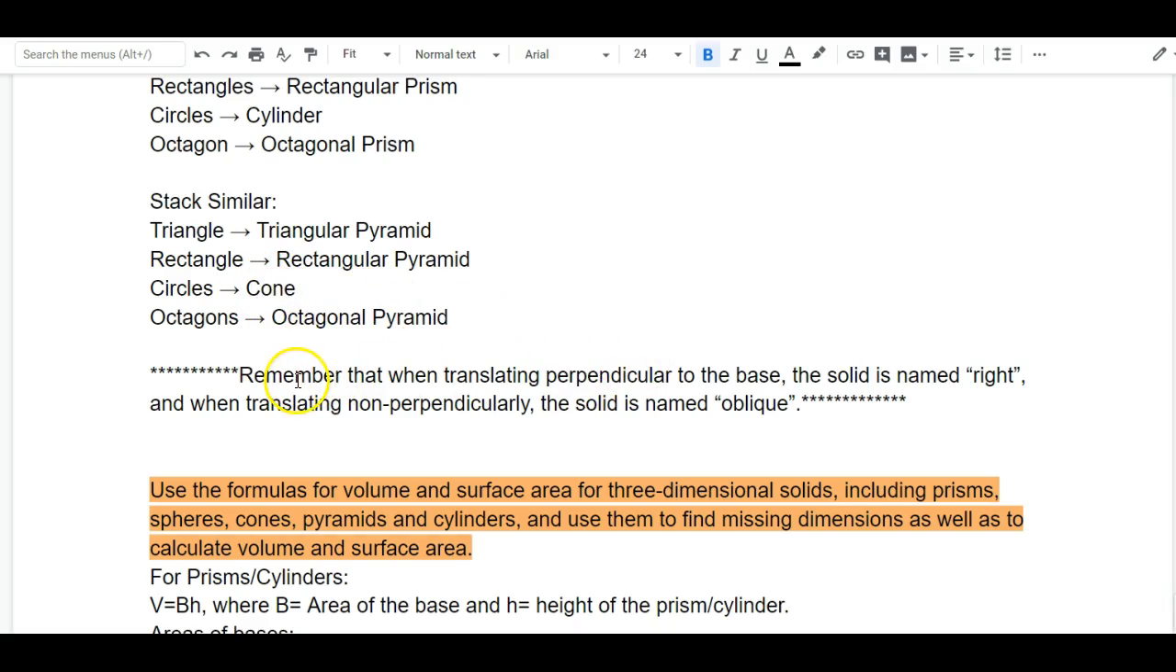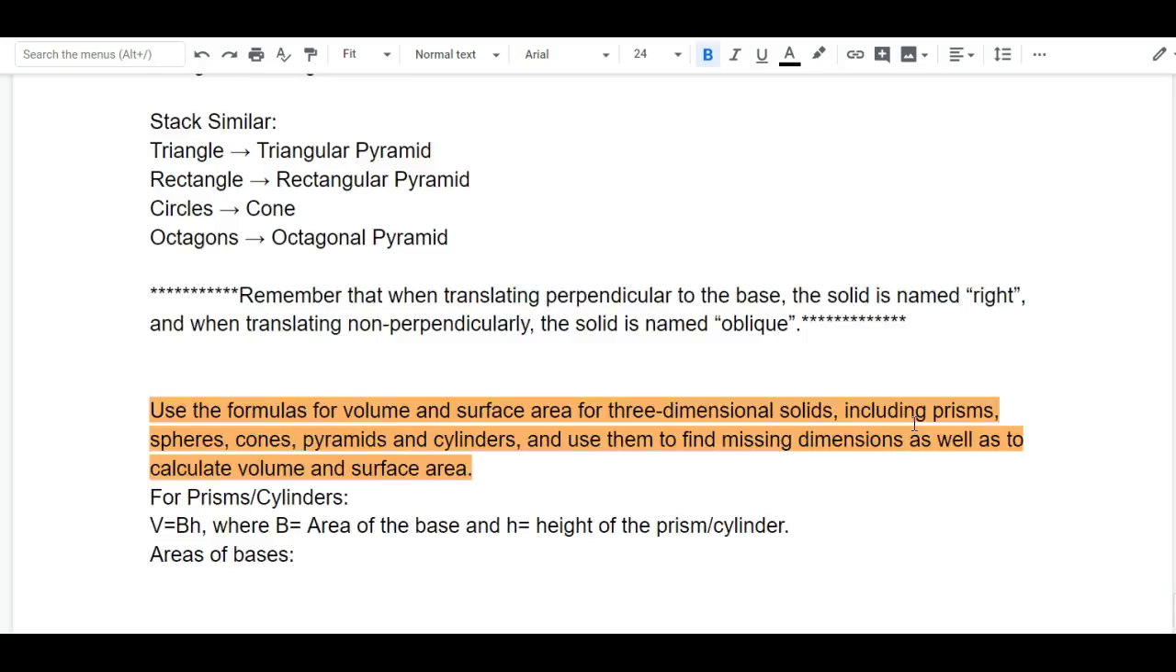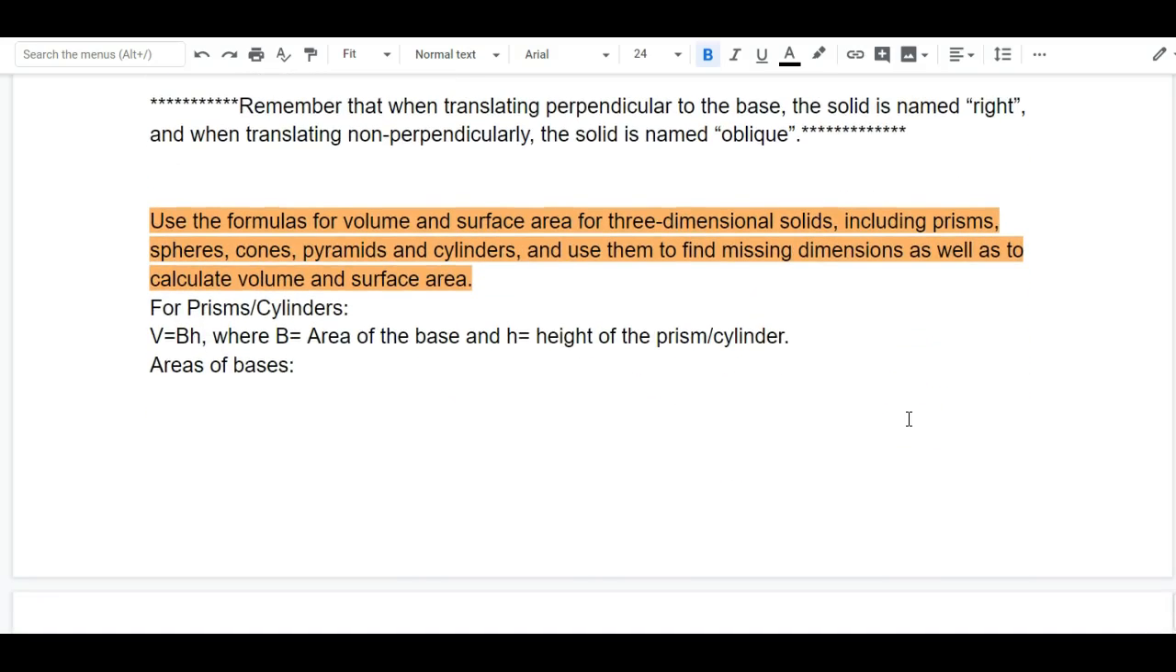And then just remember this little bit in here, that the solid is named a right solid when we translate or stack perpendicular to the base. So that is a right solid, like a right cylinder or a right prism. And when it's not perpendicular, then we call that oblique, okay? We've talked about that a lot of times, but just some reminders.